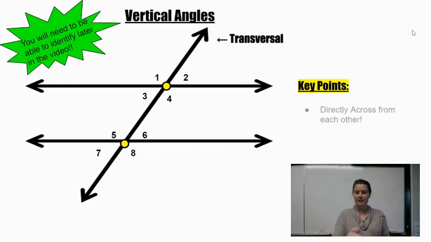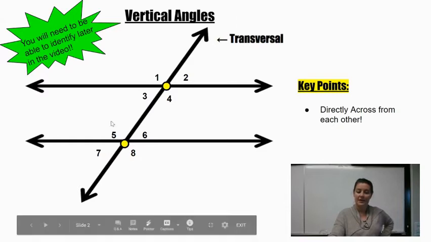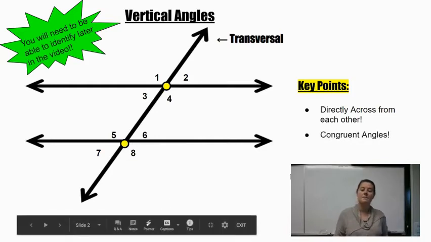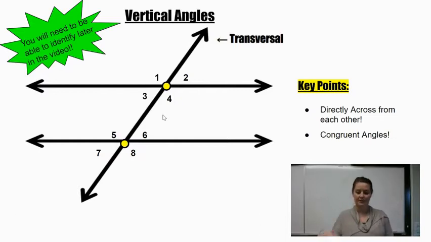Key points about vertical angles. They are directly across from each other. So at those points of intersection, for example, 3 and 2 are directly across from each other. 1 and 4, 6 and 7, 5 and 8. They're directly across from each other, okay? And they are congruent angles, so the measures of vertical angles are equal to each other. For example, if angle 1 is 85 degrees, angle 4 is going to be 85 degrees. They are the same. They are congruent.